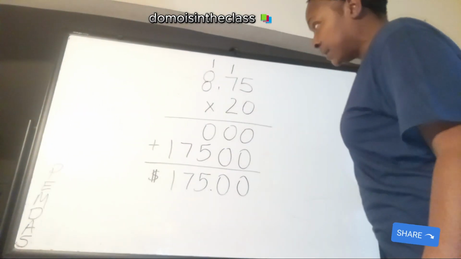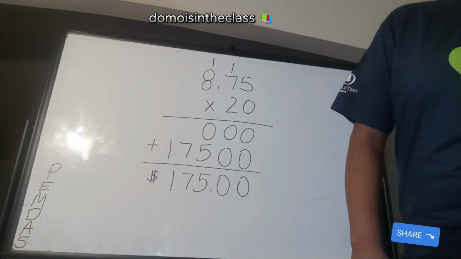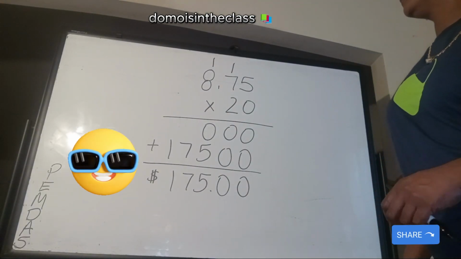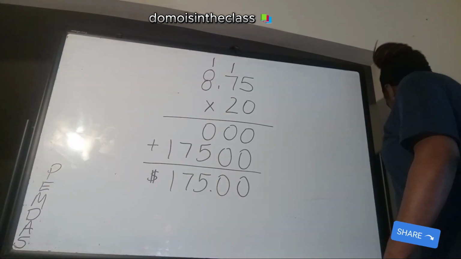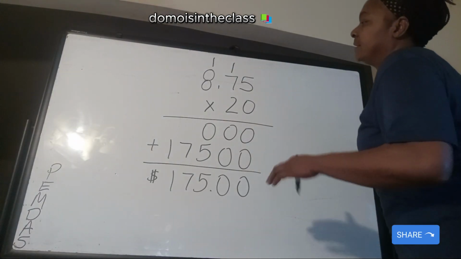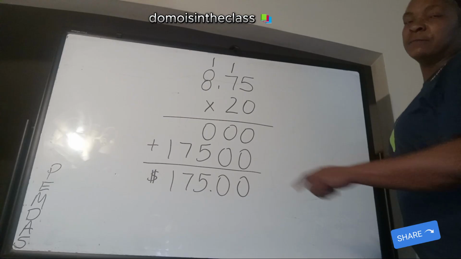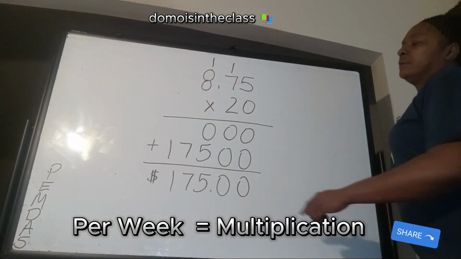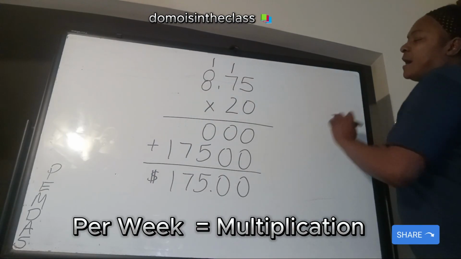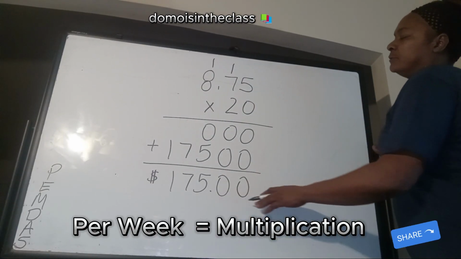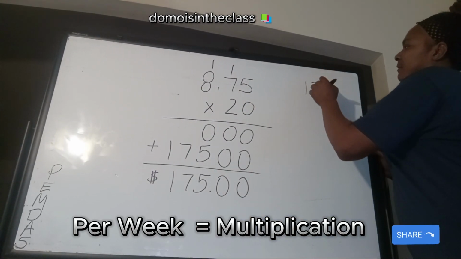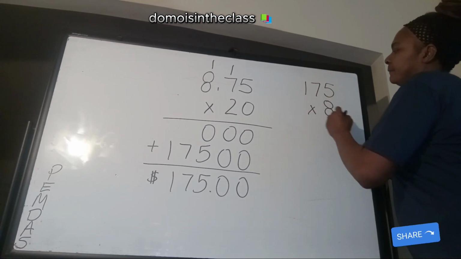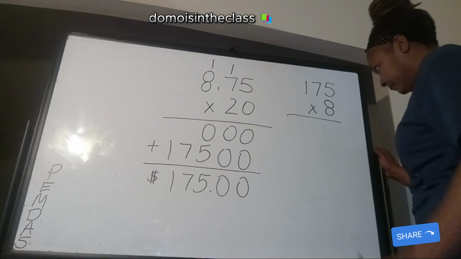$175 is how much Paul earned for his 20 hours. Great job. So the second part of this problem, it says that he earned this amount of money for how many weeks? 8. 8 weeks. So now we take that 175, and it's dollars, but I'm not going to use the dollar sign. I'm just going to write the 175 and we're just going to multiply that by 8. 5 times 8 equals 40.